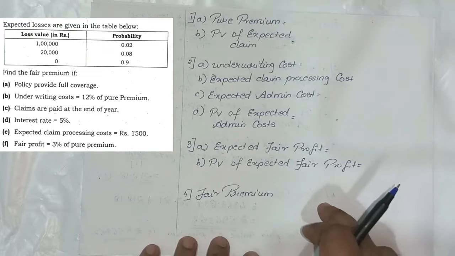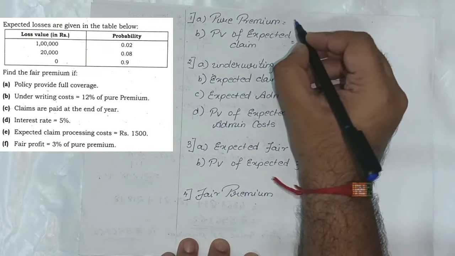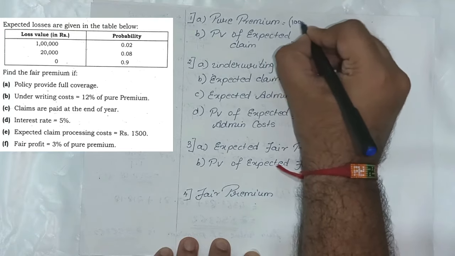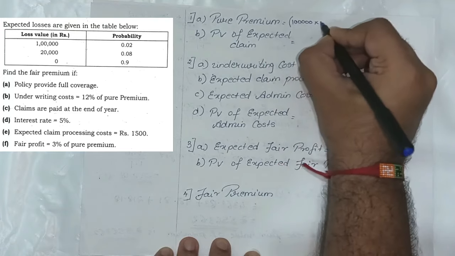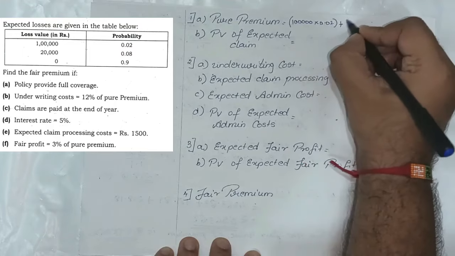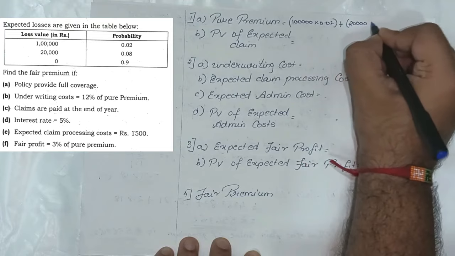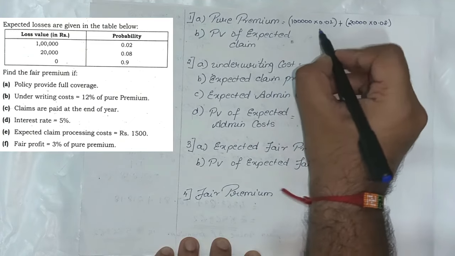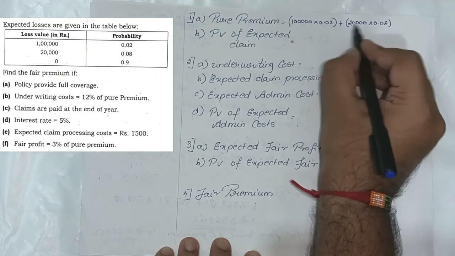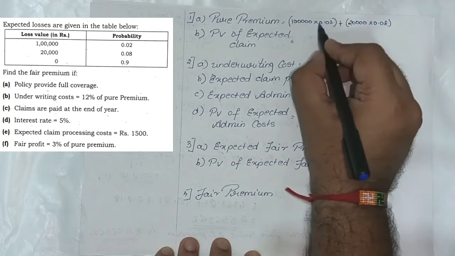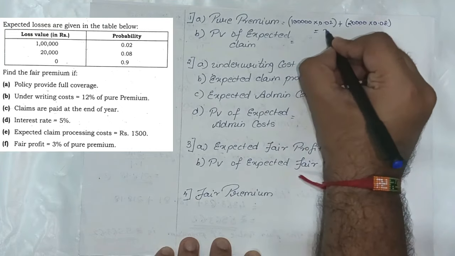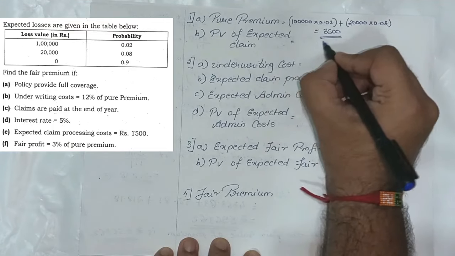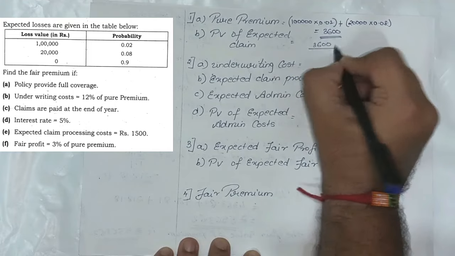First we need to find the pure premium or the expected cost, which is nothing but the total of all the losses into the probability. So we start. First loss is 1 lakh into the probability 0.02 plus the second loss, which is 20,000, into 0.08. So 1 lakh into 0.02 is 2,000 plus 20,000 into 0.08 is 1,600. So 2,000 plus 1,600 is equal to 3,600.